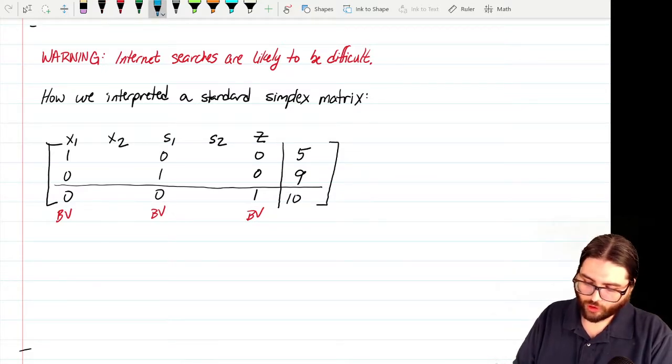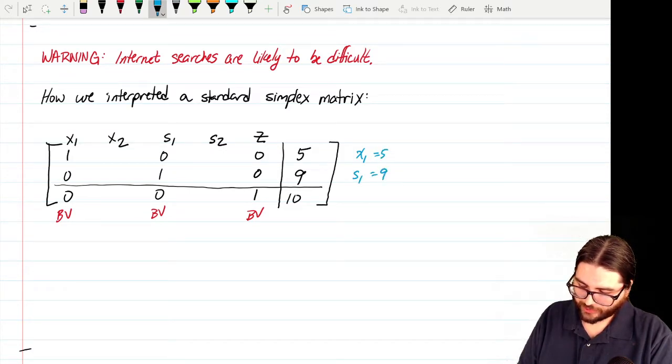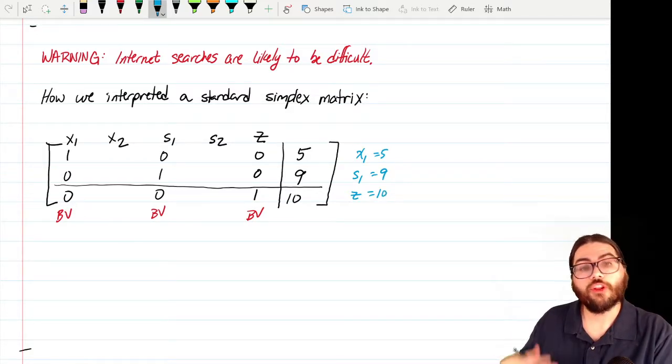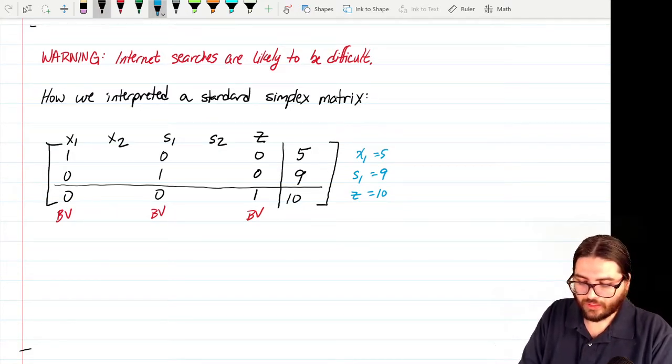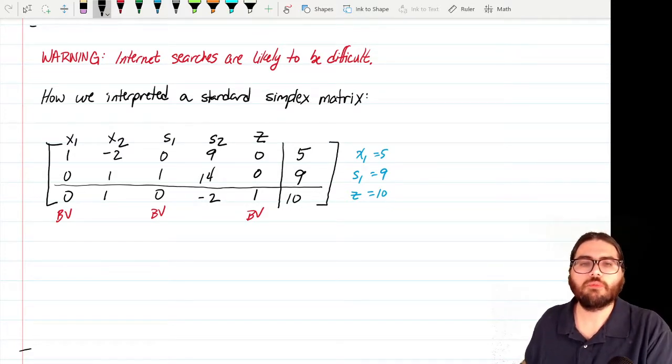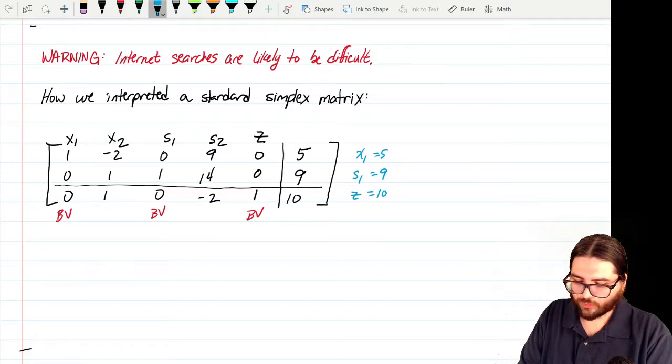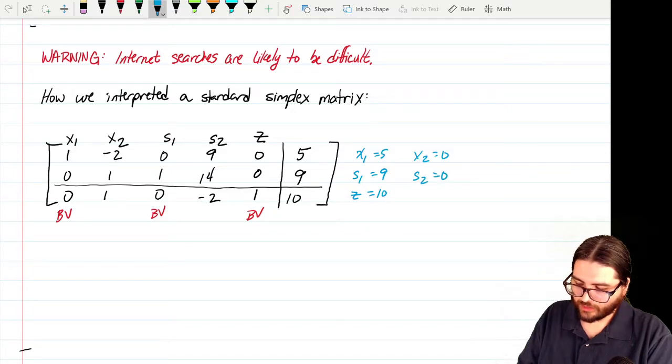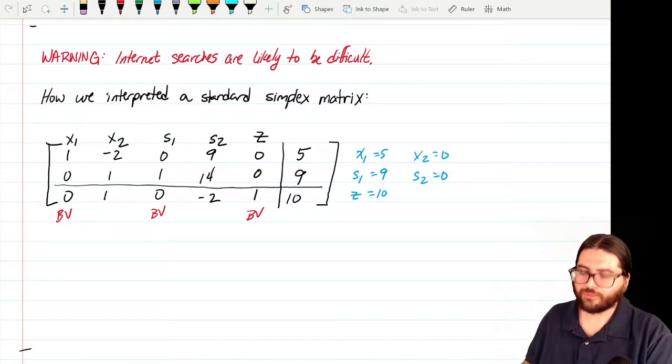So just by knowing this much, I could say that x1 equals 5, s1 equals 9, and z was equal to 10 at this solution. All the others, the non-basic variables, were equal to 0. And their columns could have been all kinds of junk in here: 9, 14, and -2. I just filled them in with random numbers. But we learned last week that that meant that all of those values were equal to 0 in my corner point. Okay, there were only 2.